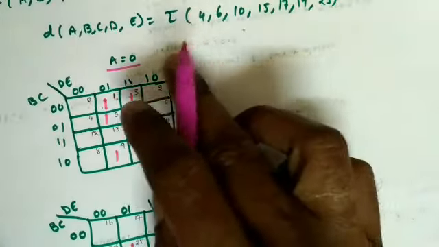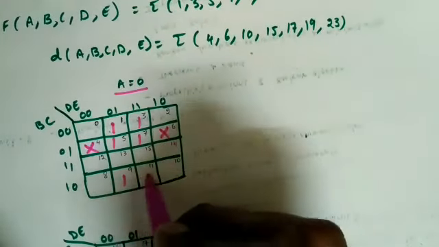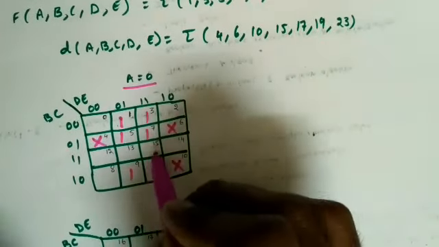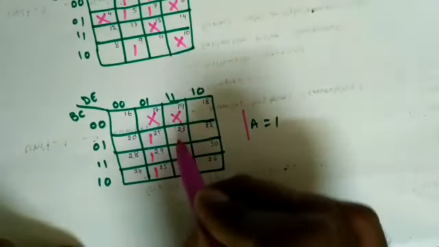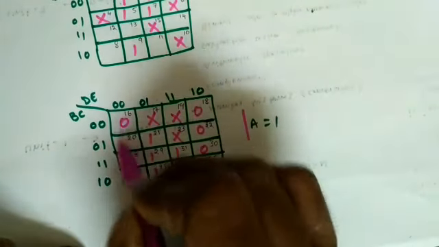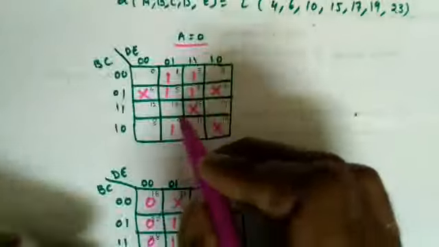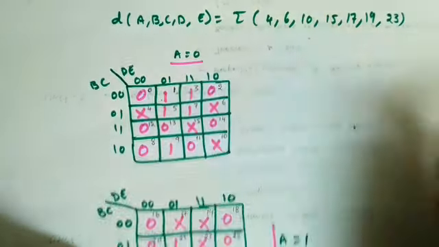So what are the don't care positions? 4, 6, 10. So 4, 6, this is here, 10, then 15, then 17, 19, 23. The remaining positions are zeros, so all are 0. Now how to combine?